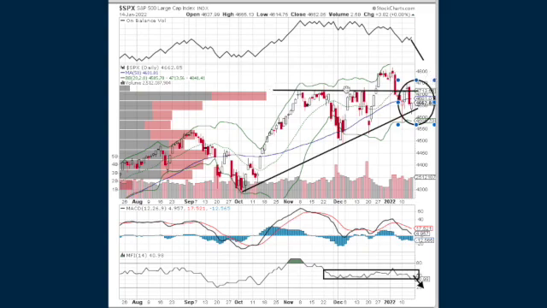Because what we've got is this wedge pattern here. And what generally happens in this wedge pattern is that the market either breaks out or breaks down from that wedge pattern.